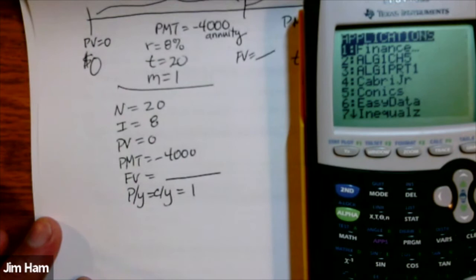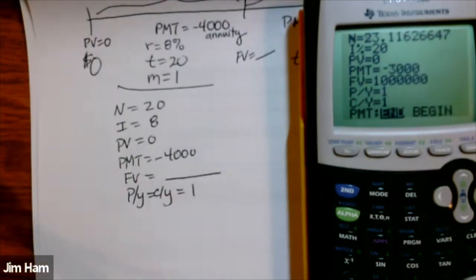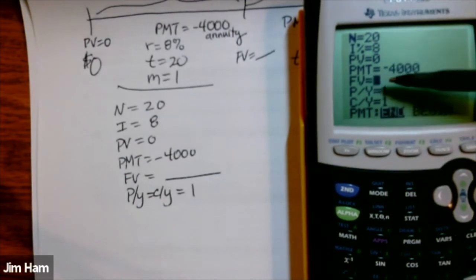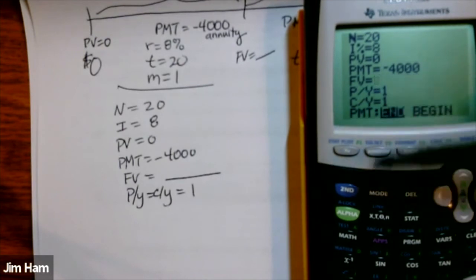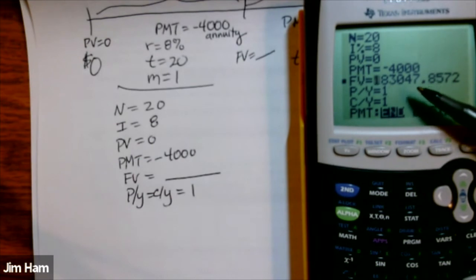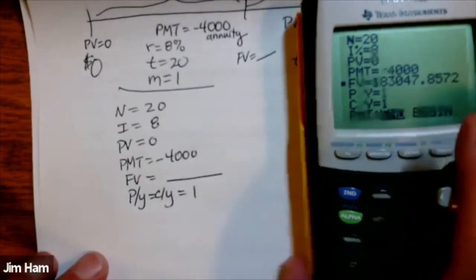All right, so this is a standard problem for the TVM solver. Enter in all of the inputs, get all the values you know, and then move your cursor to the one you're trying to find. And then at that point, you do alpha, solve on your calculator, and you can see that $4,000 for 20 years, the total investment would have been $80,000, but because of compound interest, that $80,000 grew to $183,000. So compound interest at work.